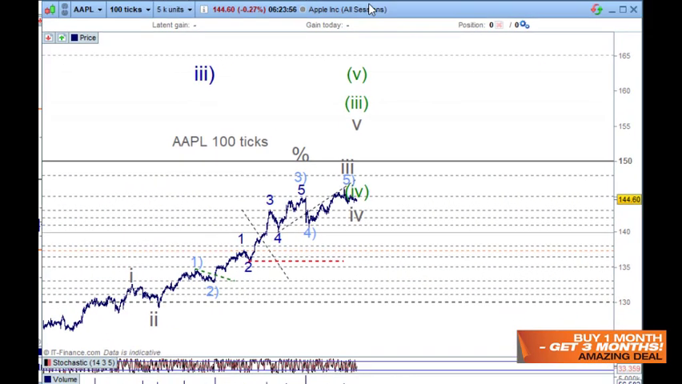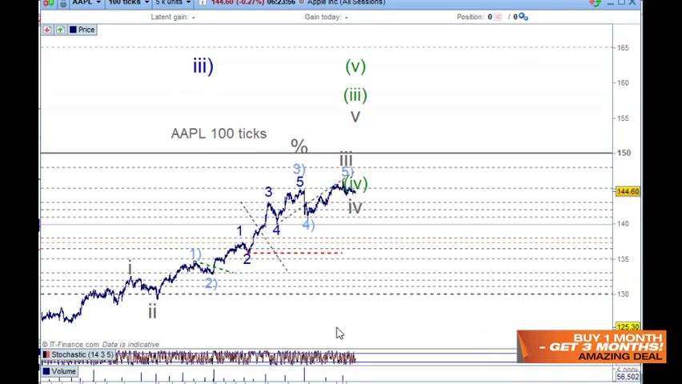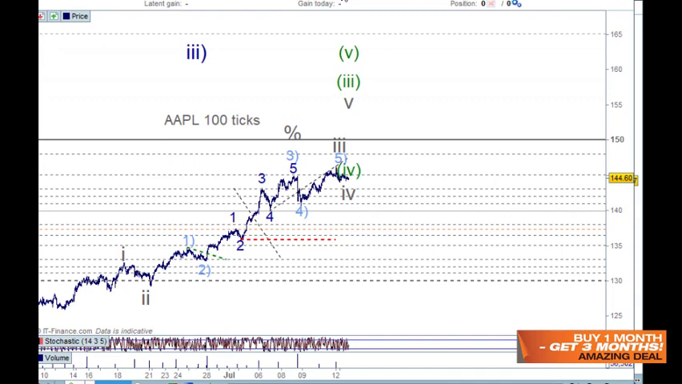Okay, so I'm not going to spend too much time on all of this because we went through all of this yesterday. So this is Apple on 100 ticks here, and everything moves across when the platform closes, so I've got to move them back again over here. So in a nutshell, this is what we're looking for here, very much the same as the other markets in terms of the count.